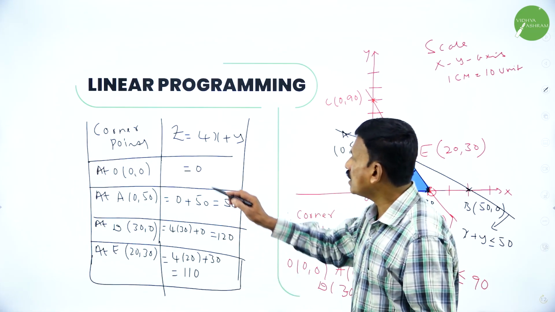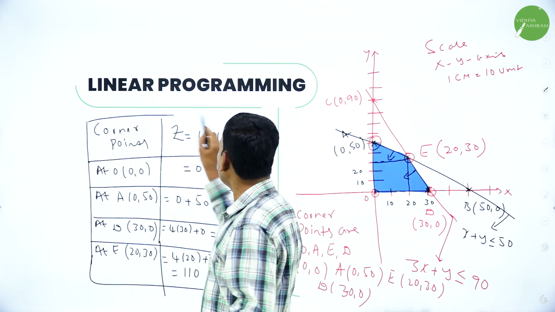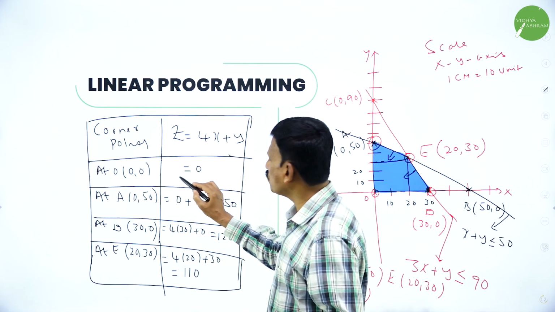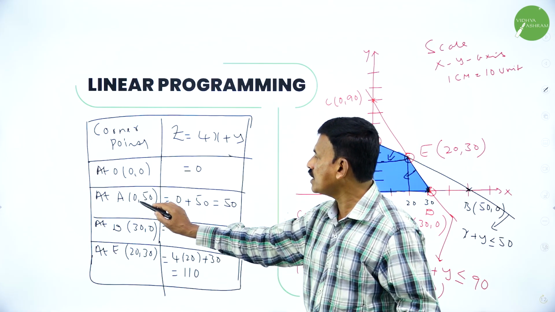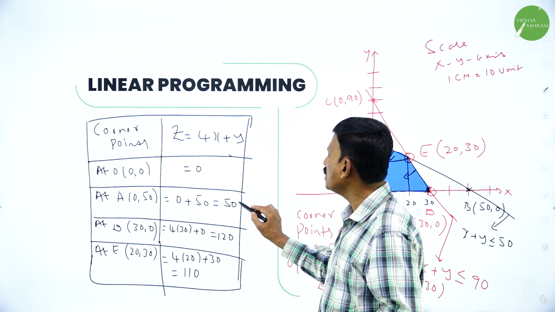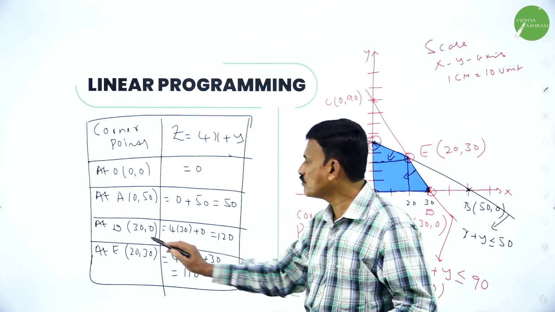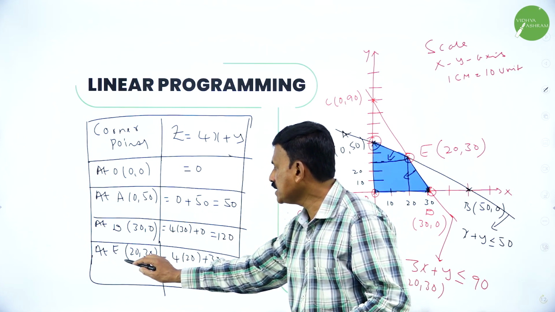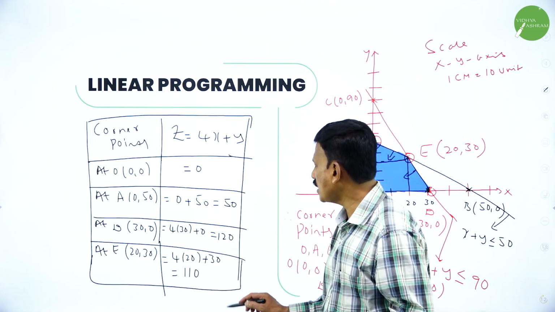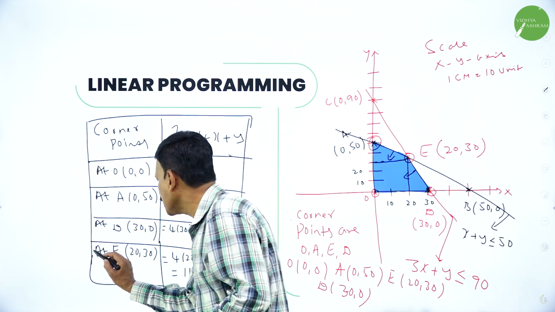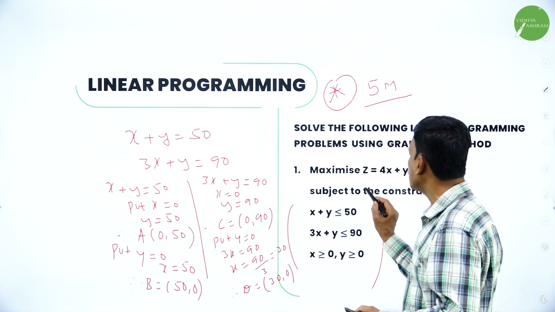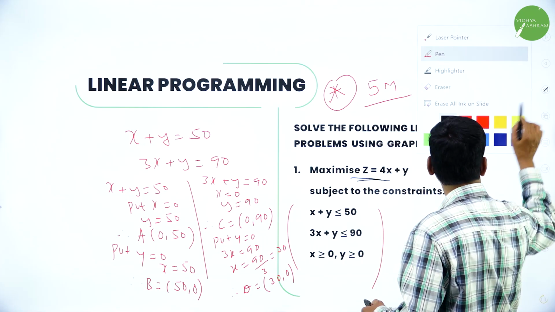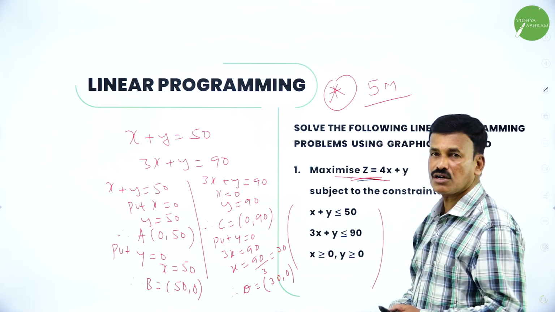So, at the corner points: at O (0, 0), Z is 0. At A (0, 50), the value is 50. At D (30, 0), the value is 120. At E, the value is 110. Now, what we have to find is the maximum. What is the objective function? To maximize. So, maximize is the objective function.